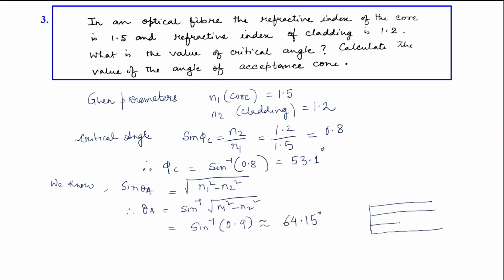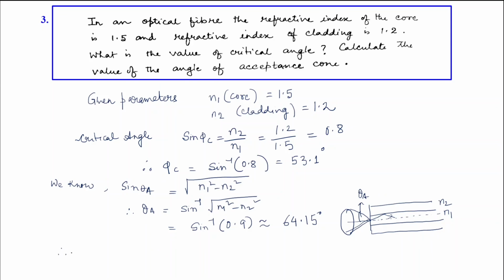Now we move on to the last part of our problem, that is to find the value of the angle of acceptance cone. So let us draw the schematic diagram. I have drawn here the core and the cladding, and this is the acceptance cone. So this acceptance angle is theta a. If a ray enters this acceptance cone, it will undergo total internal reflection and it will be guided through the fiber.